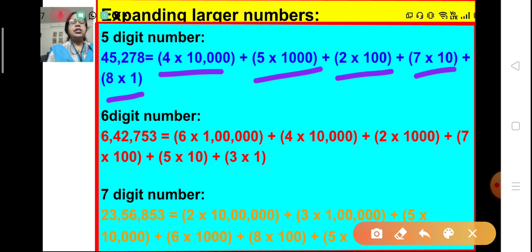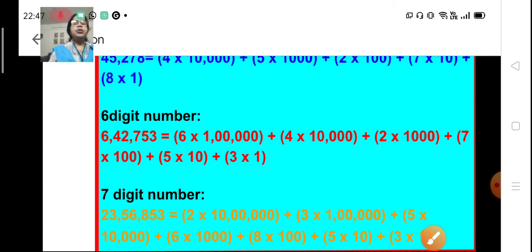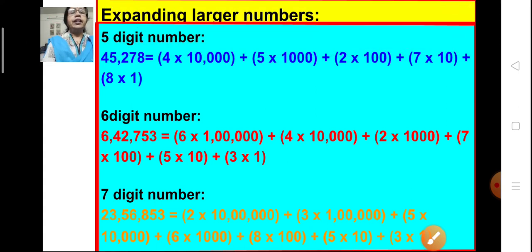If you have a 6 digit number, then also it is the same. The digits at ones, tens, hundreds, thousands, 10,000s and lakhs place are written according to their place values, and then we find their sum. It is the expanded form of the number.